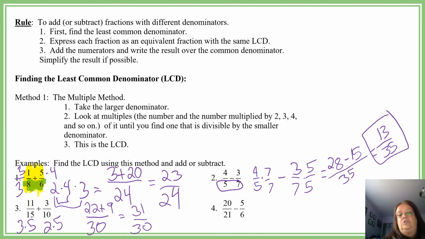All right, so 20 times 5 is 100. No, sorry. 21 times 6. Well, 2 times 6 is 12, so it's 120. 1 times 6 is 6, 126. So that's my denominator. Okay, so 6 times 20 is 120. Minus 5 times 21. 5 times 2 is 10, so that's 100. Plus 1 times 5, which is 5, so 105.